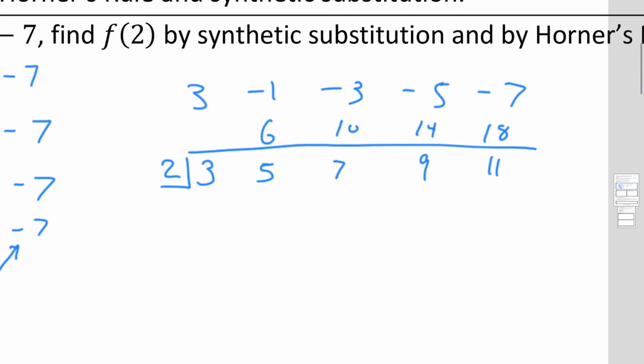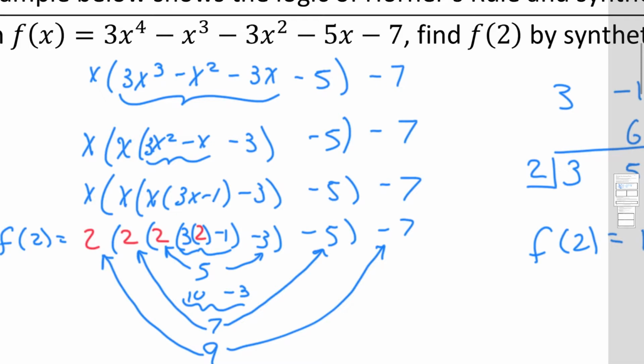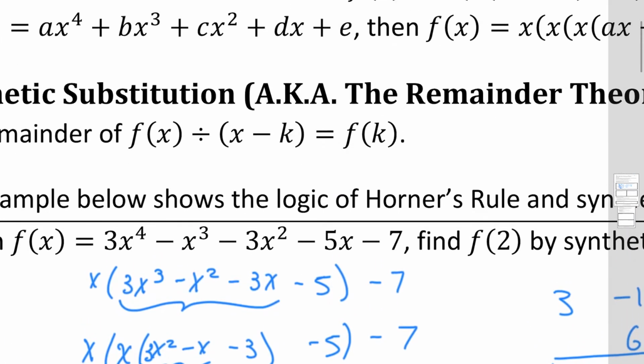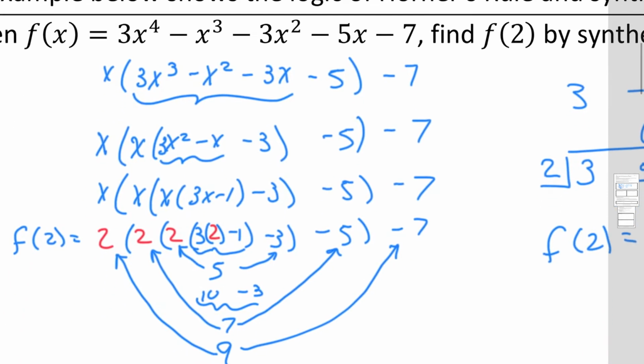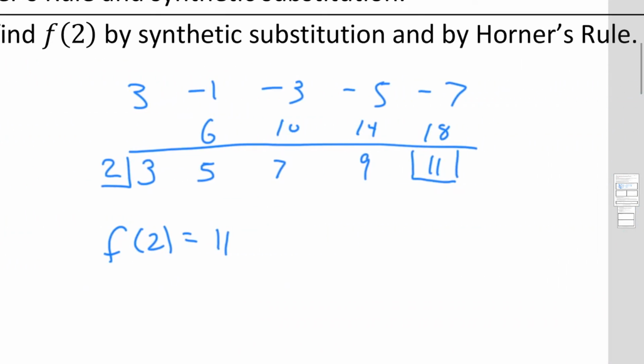So the remainder, when I do synthetic division, is my function evaluated at the synthetic divisor. So f of 2 would equal 11. So would you rather take a 2 and plug it into the original expression here and evaluate that expression, or would you rather do a synthetic division?